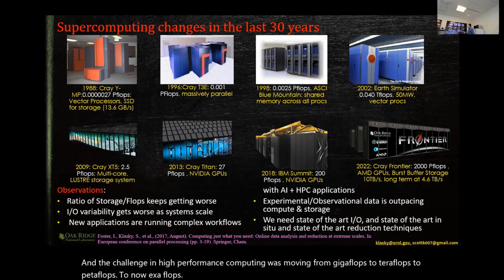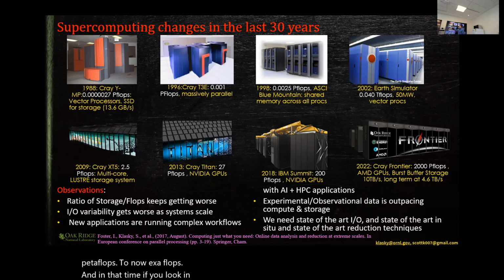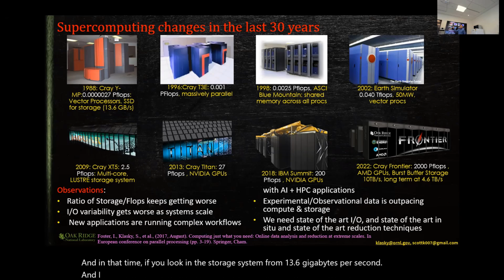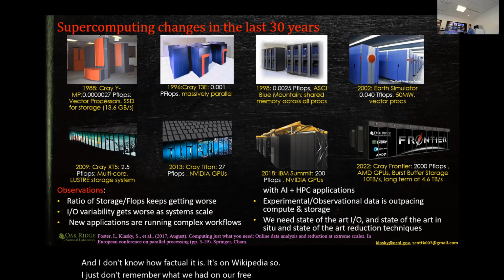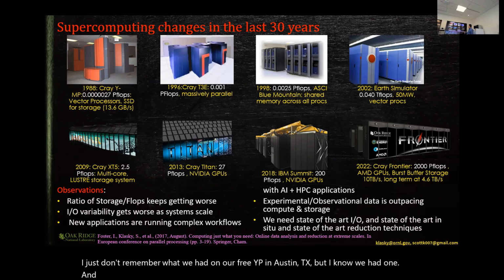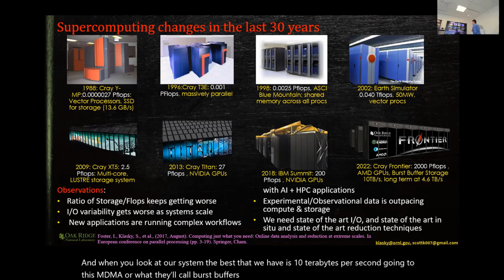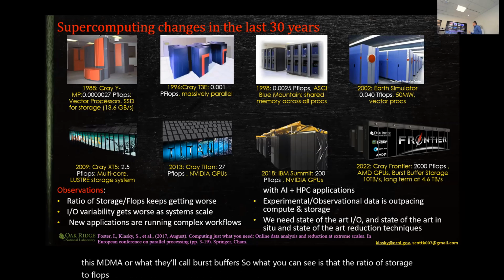And in that time, if you look at the storage system, from 13.6 gigabytes per second, and I don't know how factual it is, it's on Wikipedia. So, you know, I just don't remember what we had on our pre-YMP in Austin, Texas, but I know we had one. And when you look at our system, the best that we have is 10 terabytes per second going to this NVMe, or what they'll call burst buffers. So what you can see is that the ratio of storage to flops is getting much worse.